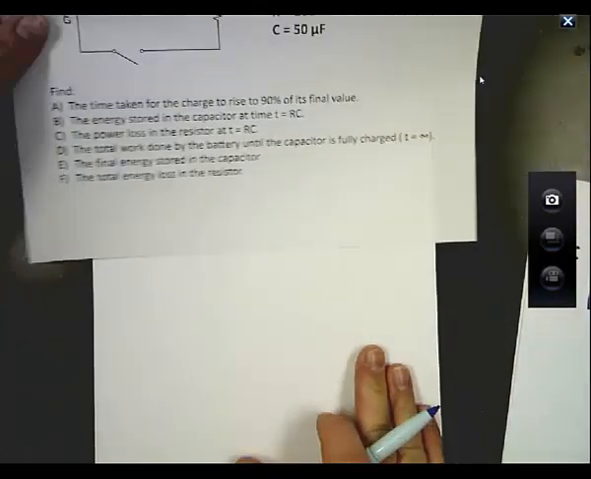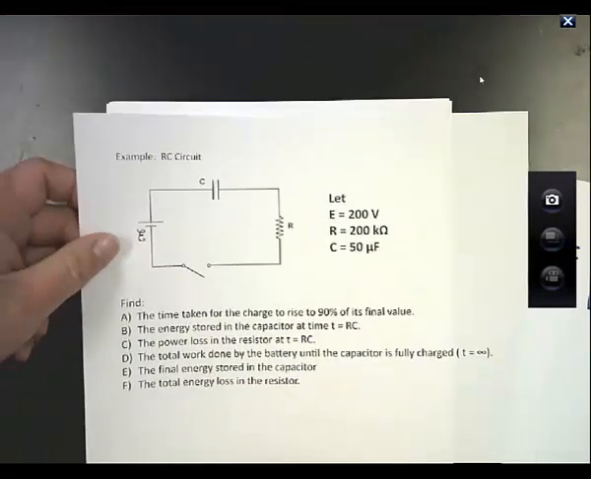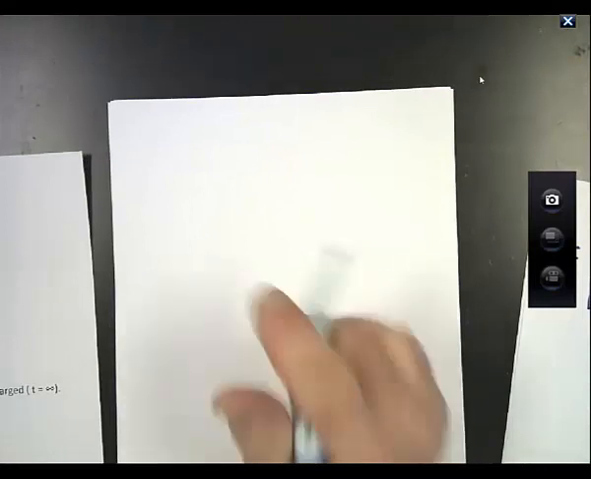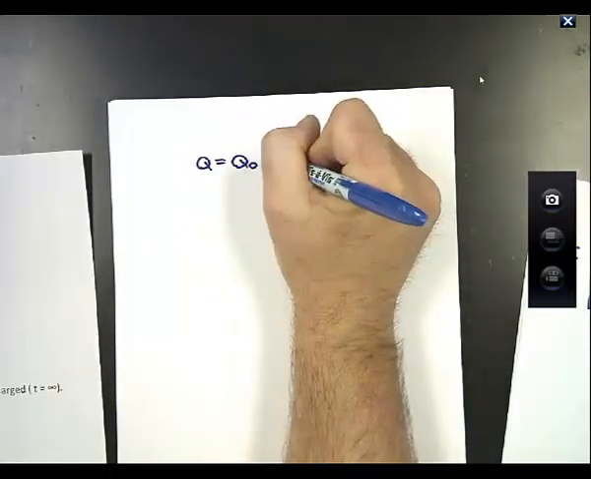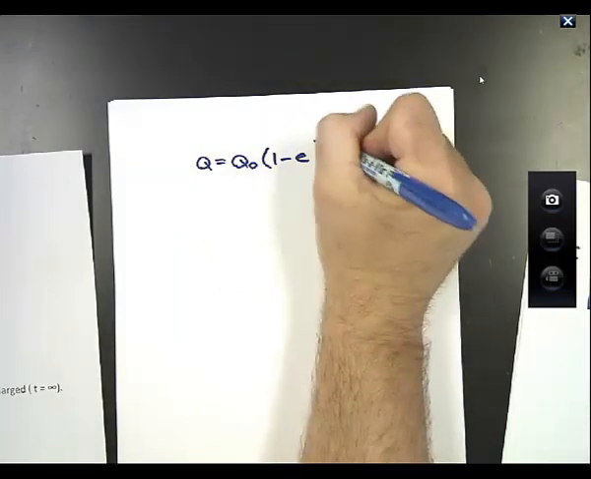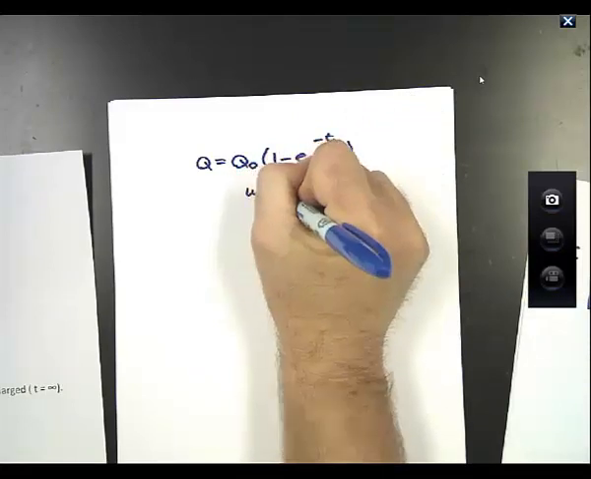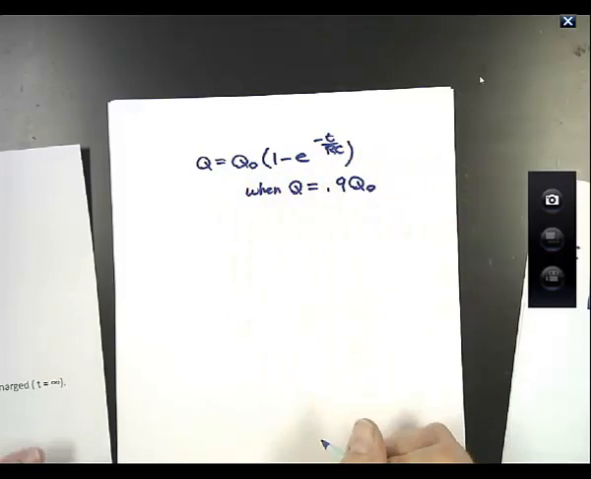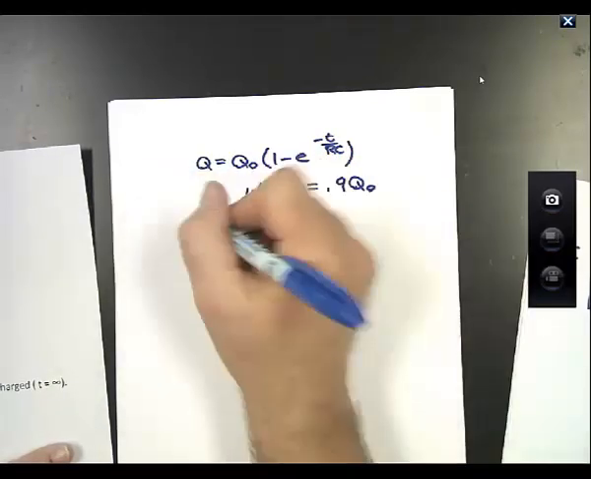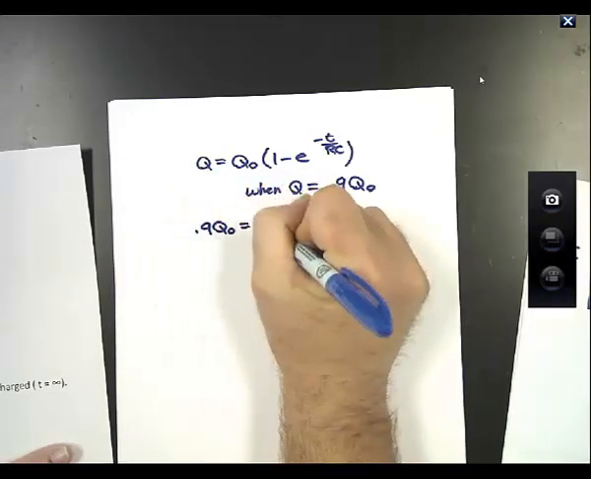You say, oh man, okay, so you've got this in front of you. Might be nice to keep the diagram there. But here's our equation for a charging capacitor, which you're going to look at the derivation on your own. So we're going to say when Q equals 0.9 Q naught, when it reaches 90% of its maximum, what time is it? Okay, we can do that. 0.9 Q naught happens at what time?